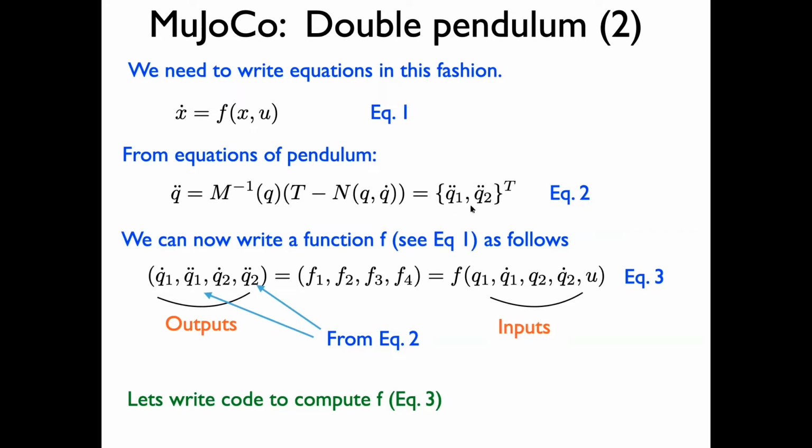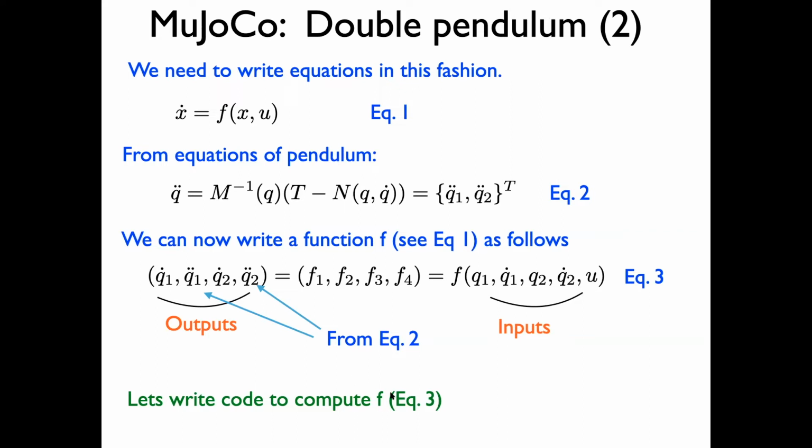So we can get numeric values for q1 double dot and q2 double dot, but we also have numeric values for the velocity of both links because this is a state which we keep track of. So this is f1, f2, f3, f4. And that f, I can write with its inputs. There are 5 inputs to it. I give in q1, q1 dot, q2, q2 dot, and u, and out will come the outputs. As long as I've developed the code to compute outputs, I'm all set to do the next step, which will be the finite difference.